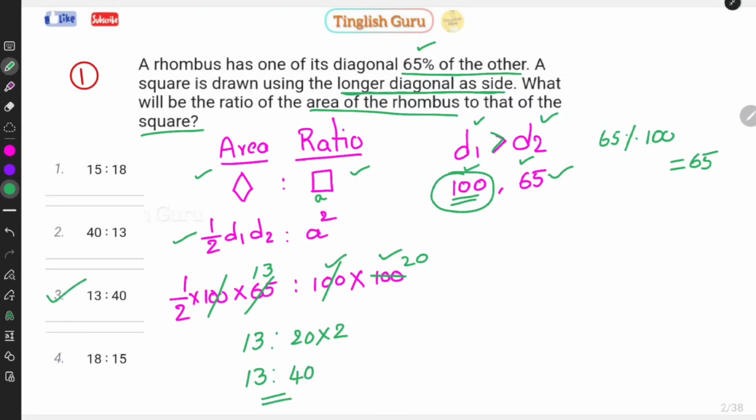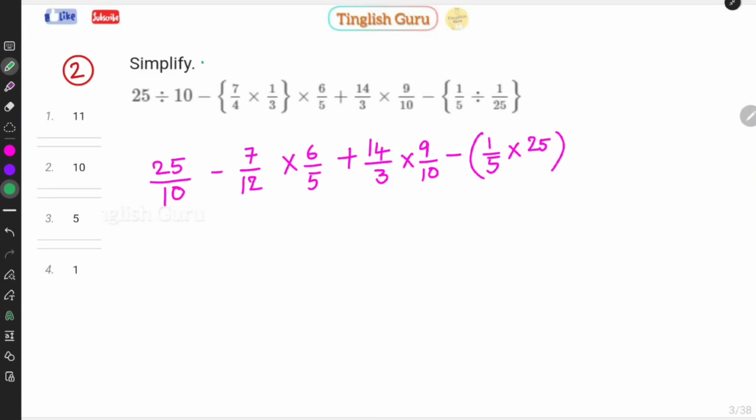So, option 3. Next. This is a simplification question. Here we have to follow, as we know, the BODMAS rule. First we write this as below: 25 divided by 10, and again 7 by 4 into 1 by 3. So 7 by 4 into 1 by 3 is written as 7 by 12. Next, 6 by 5 is written as it is, and 14 by 3 into 9 by 10 is also written as it is, and inside the brackets, divided by is replaced with into.